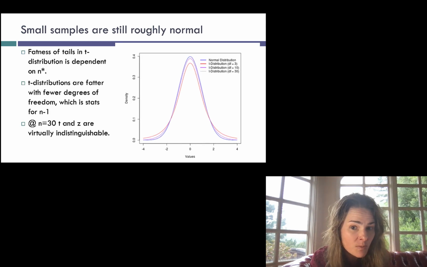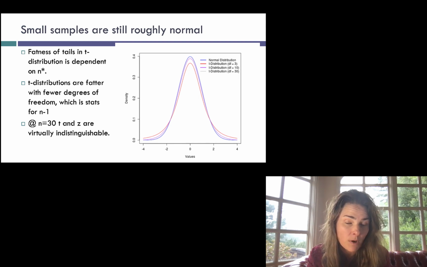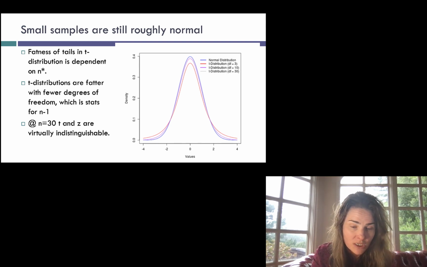So the smaller the sample with a t-distribution, which means the smaller the number of degrees of freedom, which is stats for n minus 1. So if it says degrees of freedom equals 3, that means n is equal to 4. So the smaller the n, the fatter the tails of the t-distribution.